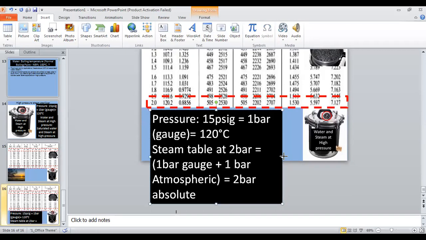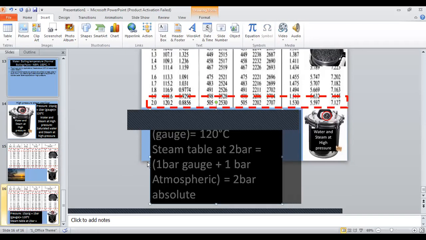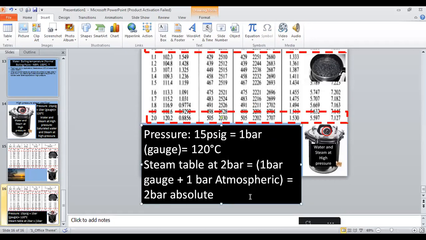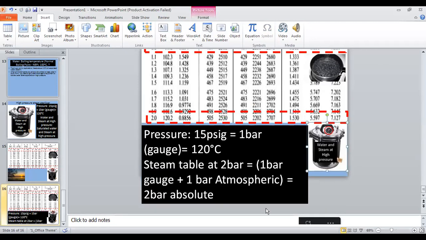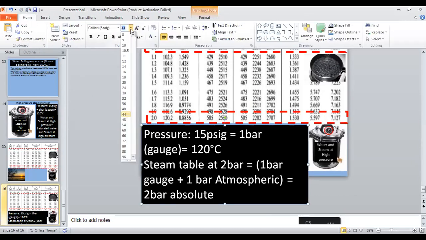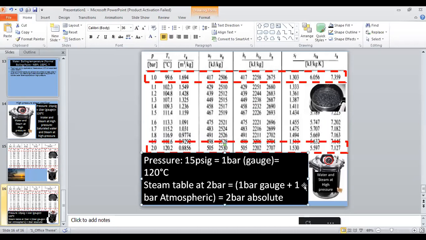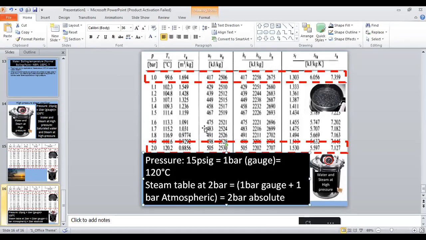So in the steam table, you may see the pressure as 2 bar. That is the absolute pressure. That is the absolute pressure, this P bar is. So let me go through this.